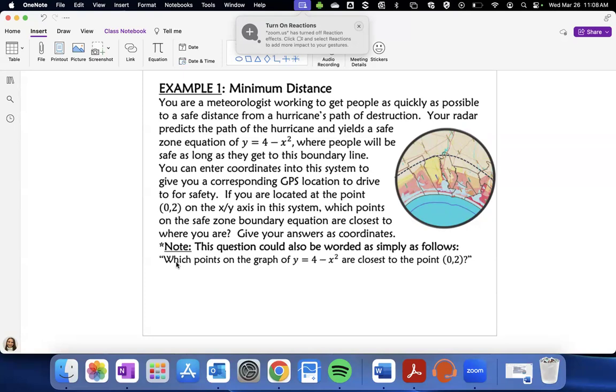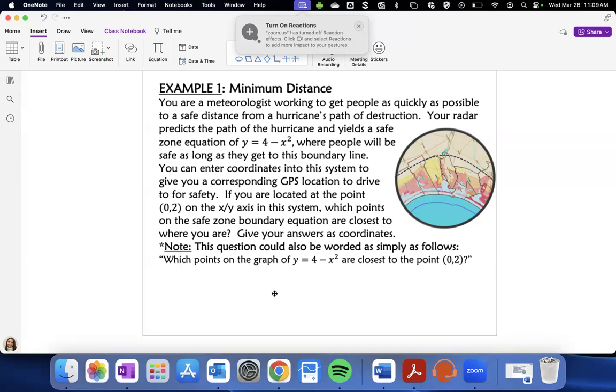Okay. Now, this is my safe zone equation. I want my distance from points on this equation to (0, 2). So what's the quickest way to get there? So I'm going to write (0, 2). This is going to be my x1, y1. And then my x2, y2 is going to be just some coordinate on y equals 4 minus x squared.